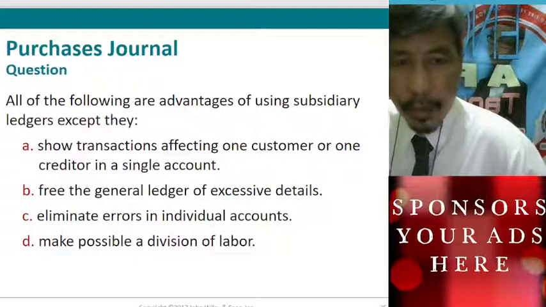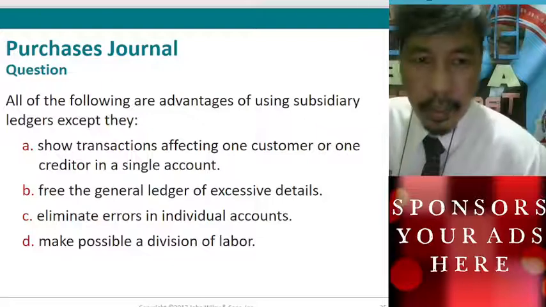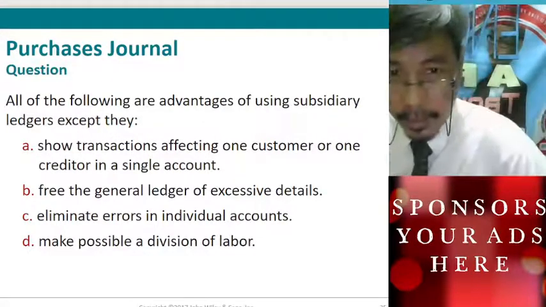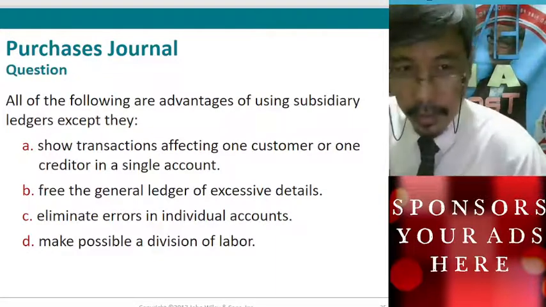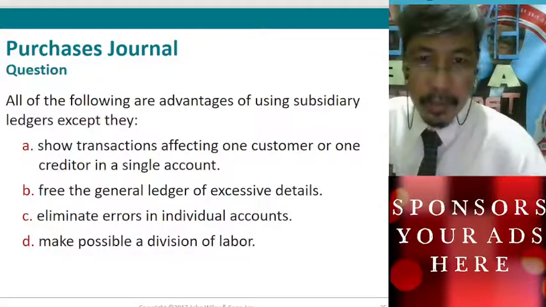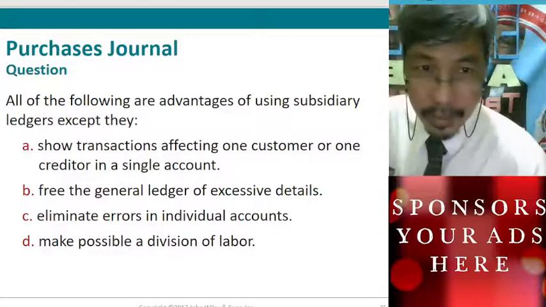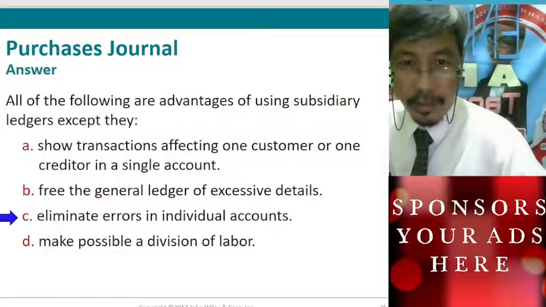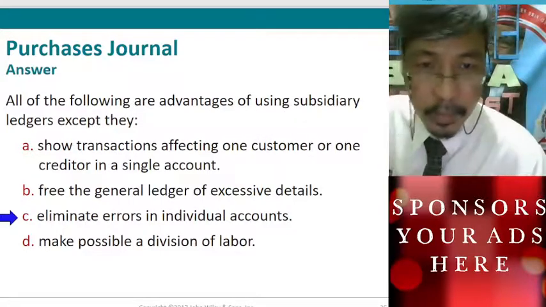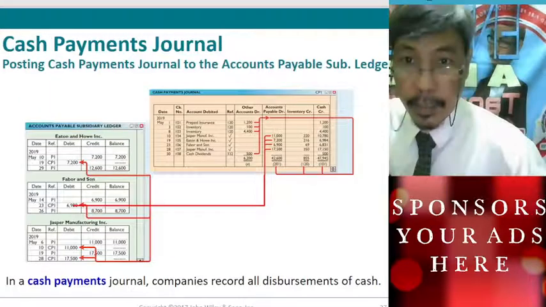Question: all of the following are advantages of using subsidiary ledgers except A. Show transactions affecting one customer or one creditor in a single account. B. Free the general ledger of excessive details. C. Eliminate errors. D. Make possible a division of labor. Except what is not an advantage? This is eliminate errors in individual accounts. Still, we can have individual account errors, but it will lessen.